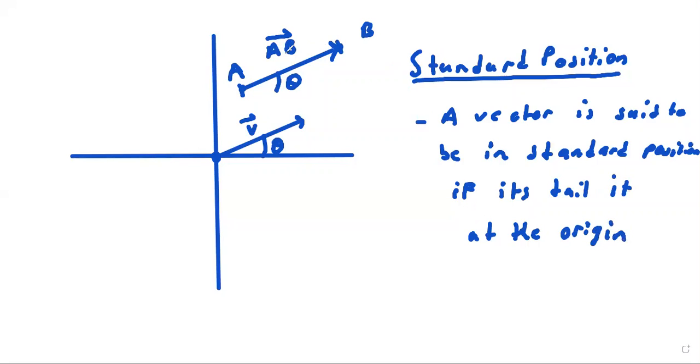Let me just show you again. Vector AB begins at point A, and point A is not the origin, so it's not in standard position. It does not meet the criteria for standard position. Vector V, on the other hand, is said to be in standard position because its tail is at the origin. So you meet the criteria. We say V is in standard position and vector AB is not in standard position.